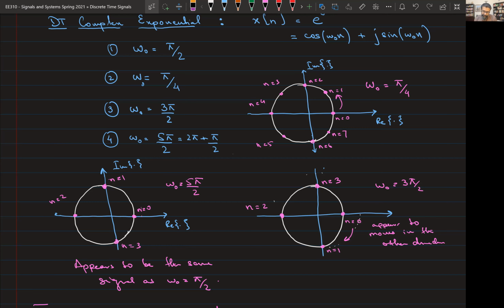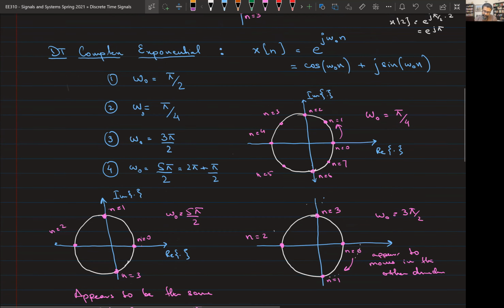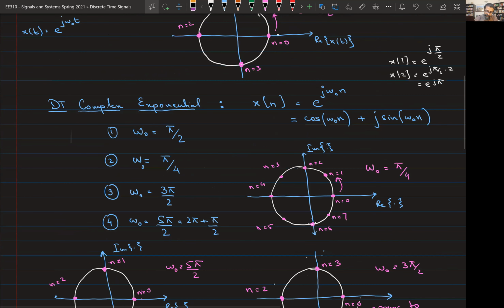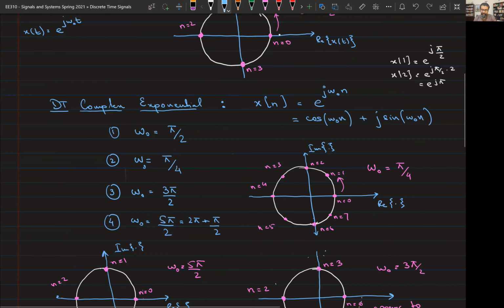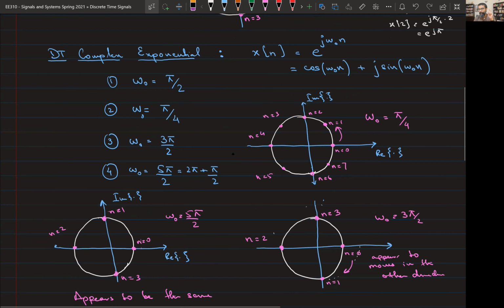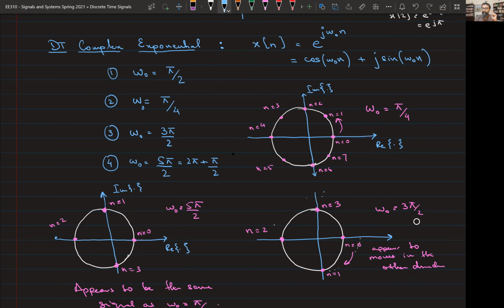Where was pi by 2? So this is the case for pi by 2. What was the rate of oscillation here? The rate of oscillation here was 4 samples. So you completed an entire revolution in 4 samples. And this was 3 pi by 2, which is greater than pi by 2. How many samples did you take here to complete the revolution? This was still 4, albeit in the other direction.